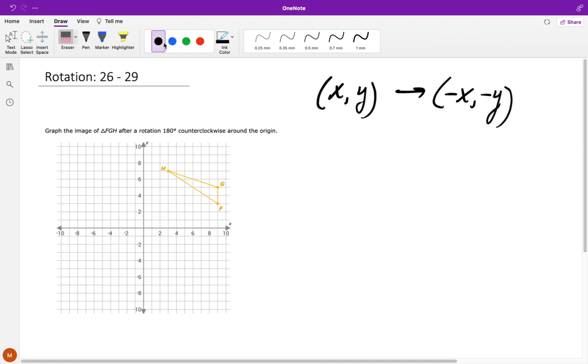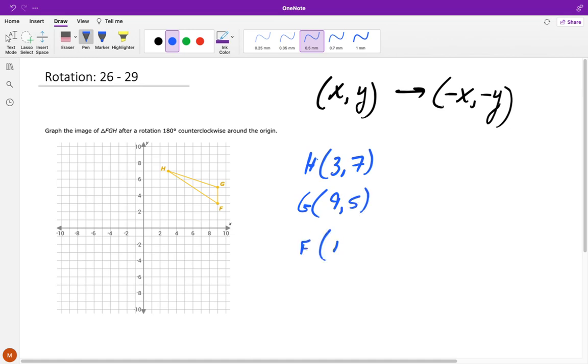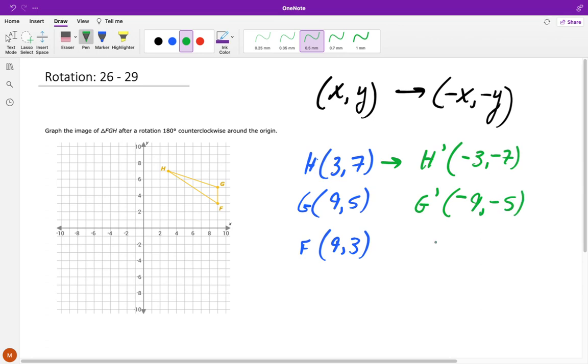So what we do is what we did on the other one. We just write down our original coordinates. So H is 3, 7. G is 9, 5. And F is 9, 3. And then to map these with a rotation of 180 degrees around the origin, for our H prime, we just change both of the signs, so it becomes -3, -7. Our G prime becomes -9, -5. And our F prime becomes -9, -3.